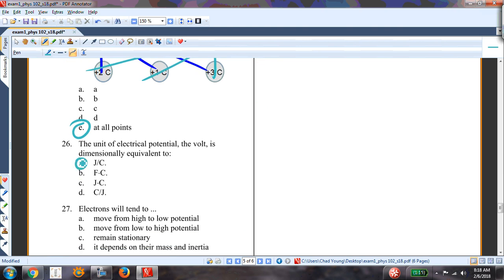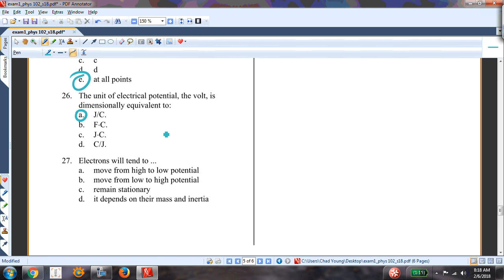So the volt is energy per charge. That's joule per coulomb. Electrons will tend to move... well, gosh, let's see, we've already talked about this, but let's see. Plus, minus, this is high, this is low. If I have an electron here, what direction does it move? It's going to move from low to high potential.